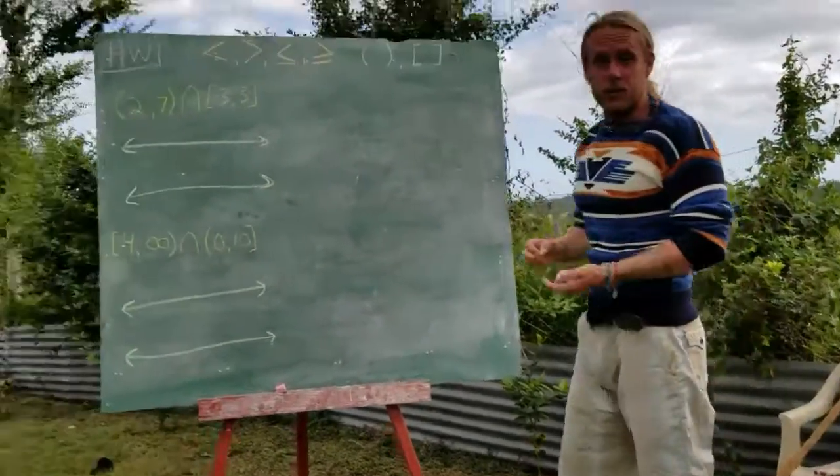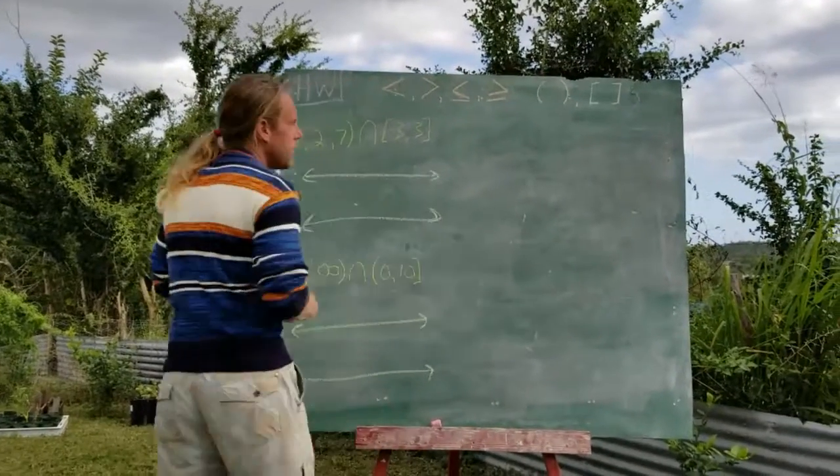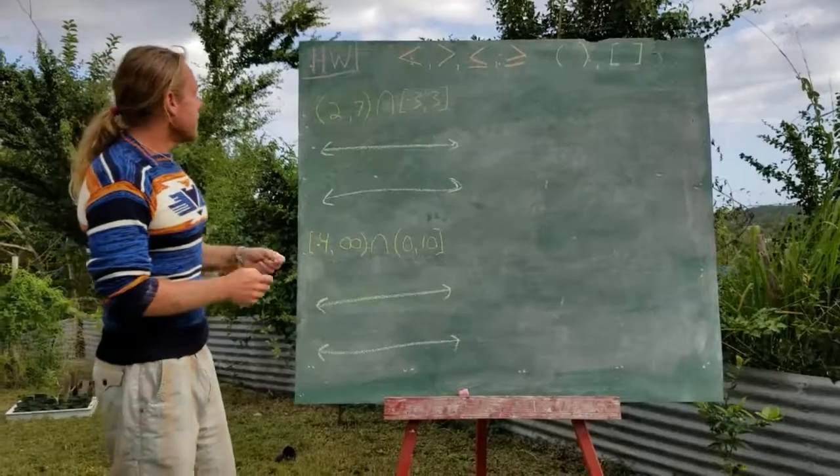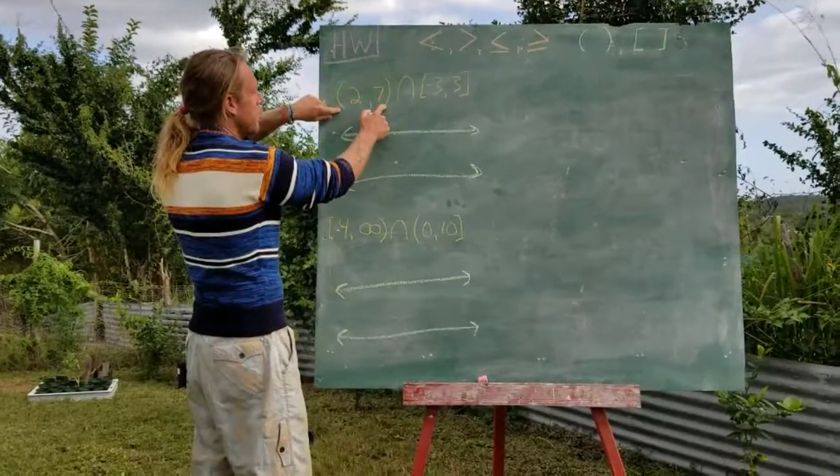In terms of interval notation. Yeah. Okay, couldn't remember exactly what we're doing there. So let's start with the graphical part. Here we have the open interval 2, 7.